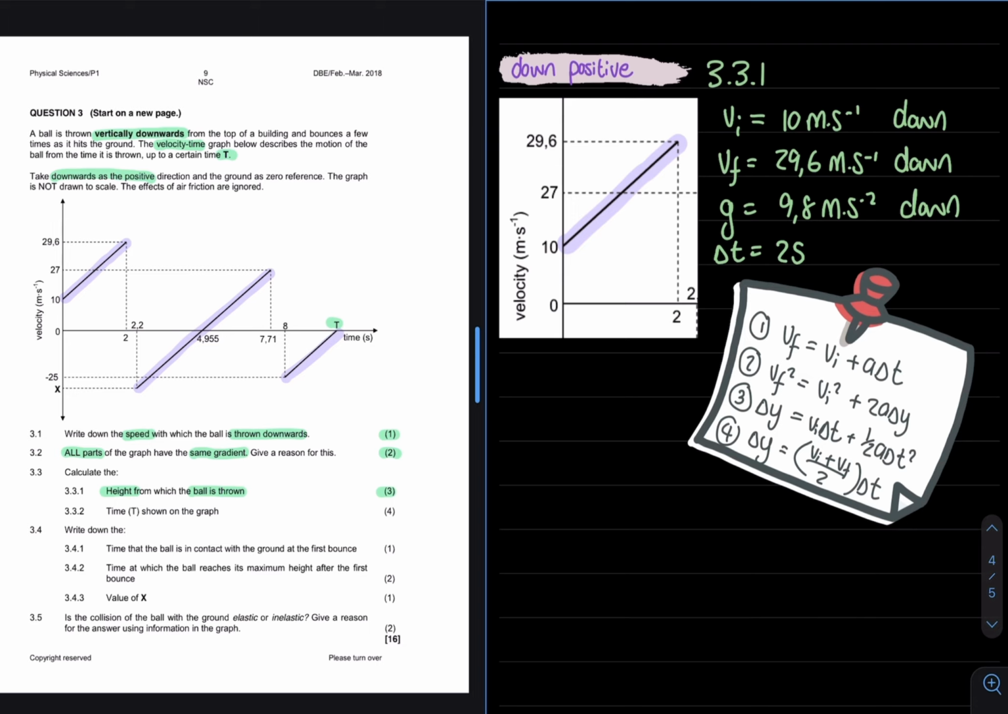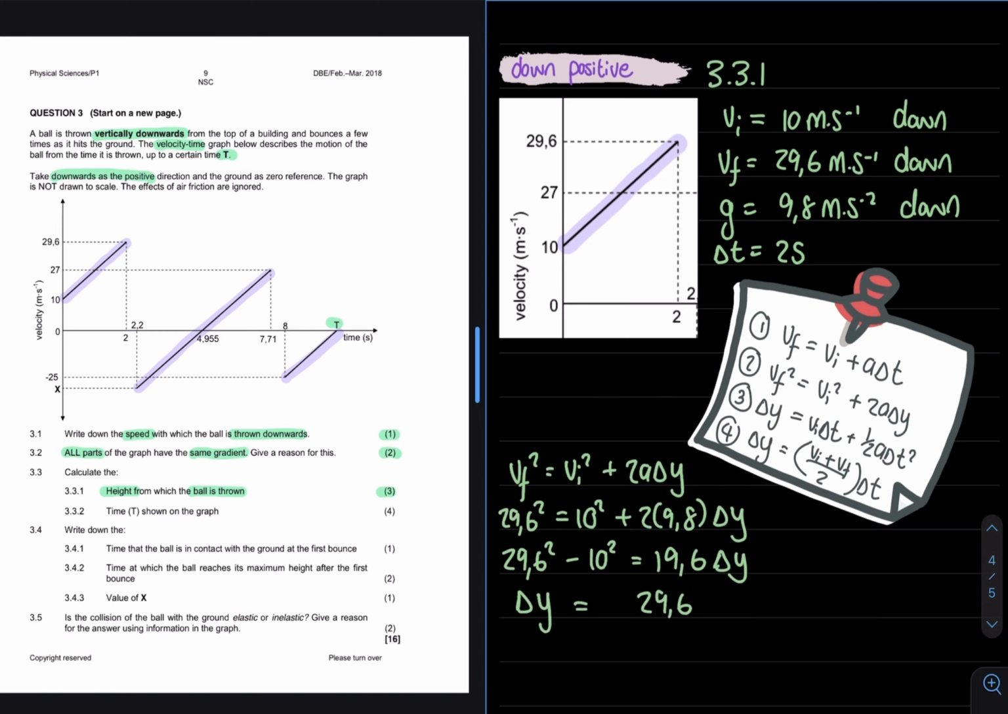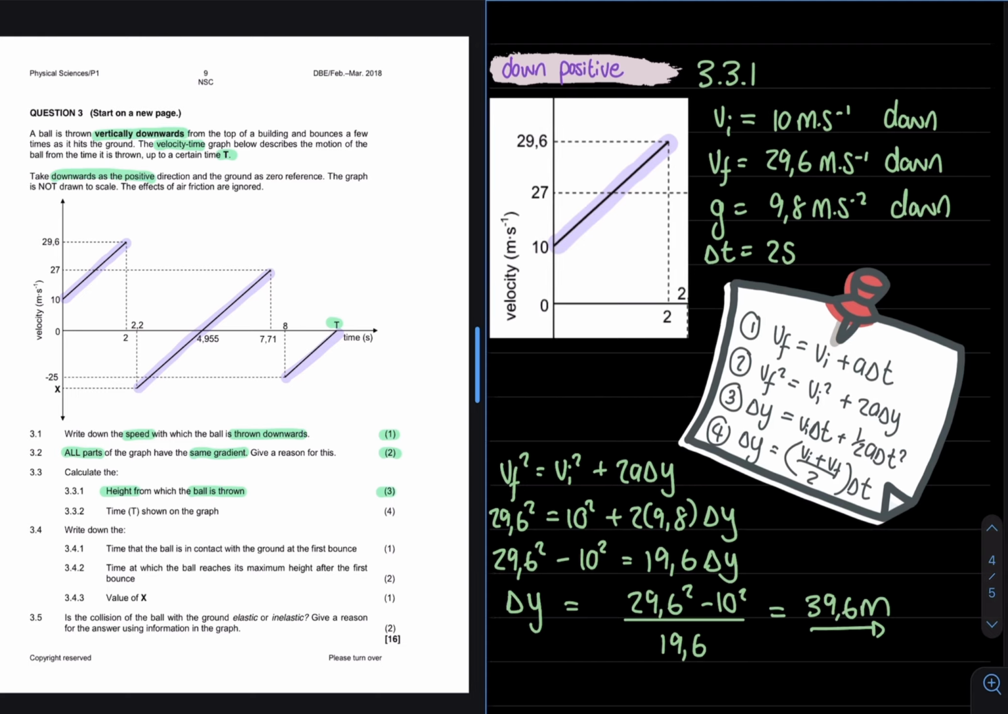Now remember, for this problem, down is positive, and seeing that everything is in my downward direction, all the values that I substitute into my equation should be positive. The ball was therefore thrown from a height of 39.6 meters from the ground.